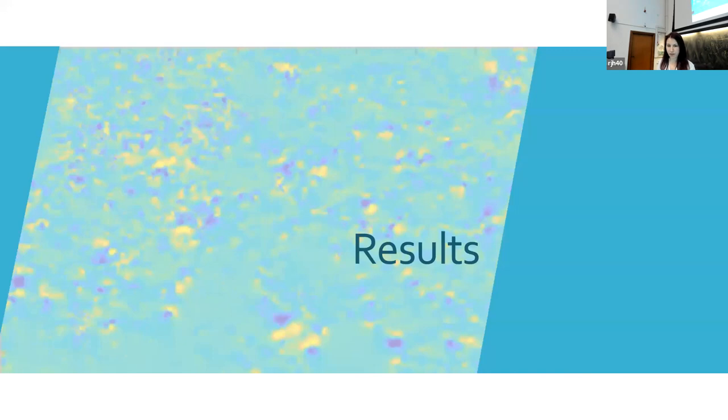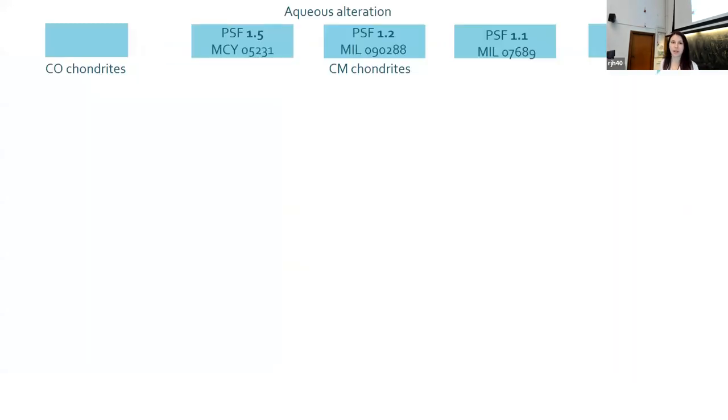Right, so in terms of results, I have structured them in terms of alteration. So we start with almost non-altered meteorites, so the COs, and then we go to some alteration, then more alteration, and so on. I will actually start with the CMs just because they are the main target for the study, and then we'll very briefly talk about COs as well. The first CM chondrite we look at is that one over there. I said I would not be using the names.